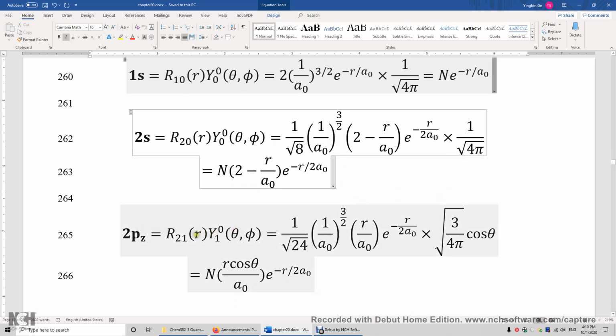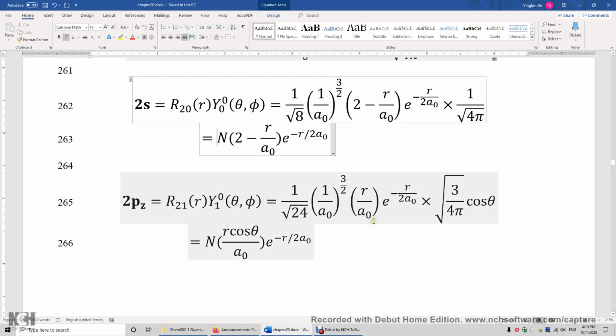2pz orbital, same here. If you're looking at the product of the radial function and the angular function, you'll see a fairly complicated normalization function, which is 1 over the square root of 24 times 1 over a naught to the power of 3 halves times the square root of 3 over 4 pi. Okay, I have never been able to memorize these normalization functions because it's not important at all.